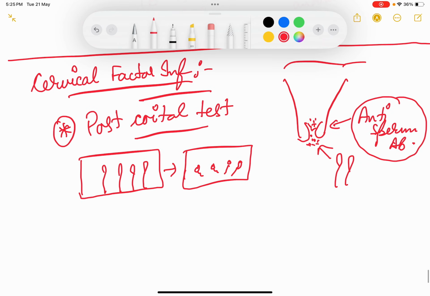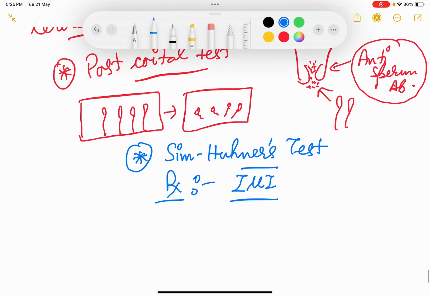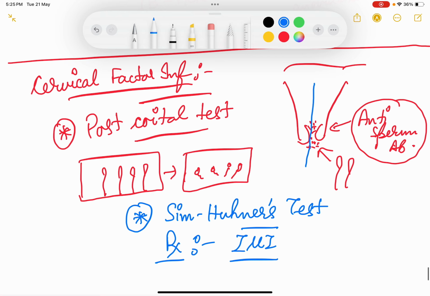So this is called the postcoital test, and its other name is Sims-Huhner test. Sims-Huhner test, very important, comes as a short note or as an MCQ question. In this case, what will be the treatment of choice? Treatment of choice will be IUI, intrauterine insemination, whereby we directly inject the sperms into the endometrial cavity so that they go upwards and get fertilized in the ampulla of the tube. So we just have to bypass the cervical mucus.